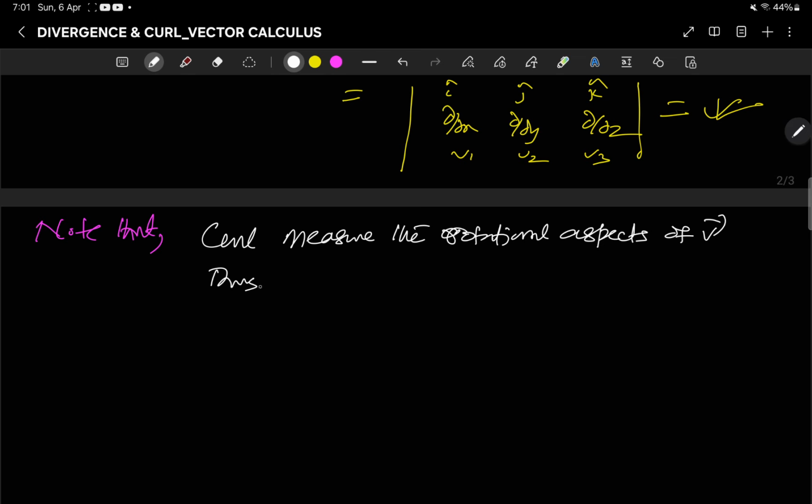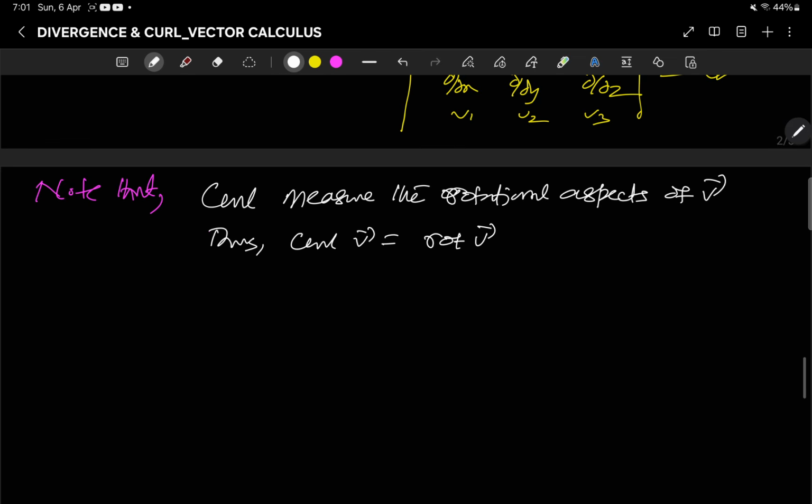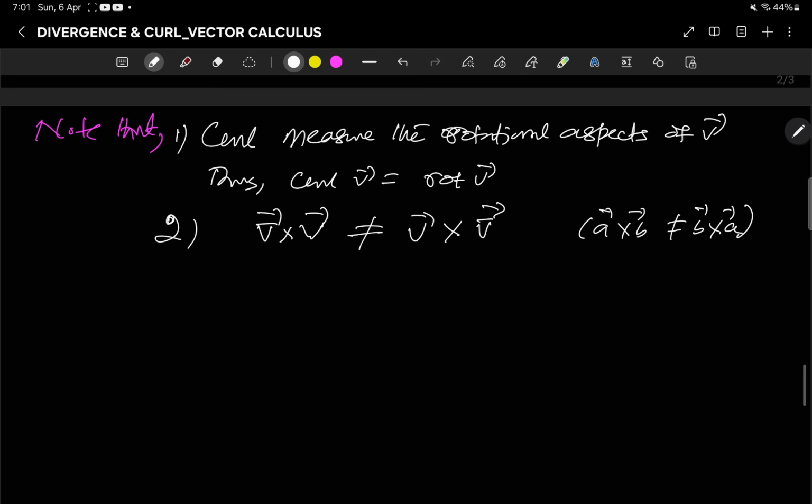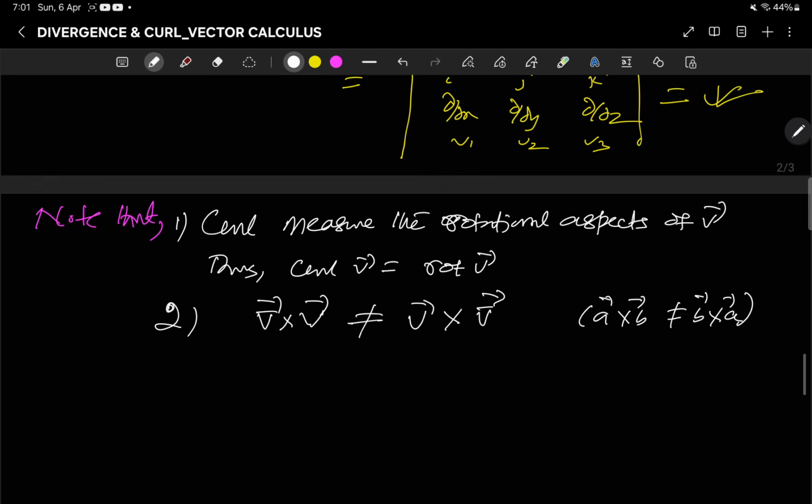Thus we can write curl of V, sometimes we write it rot V, rotation of V, right? Del cross V cannot be equal to V cross del. Though V cross del is the cross product of two vectors, it cannot be equal, because A cross B is not equal to B cross A, it is the negative of B cross A. So now we have a result relating the angular velocity and the curl.